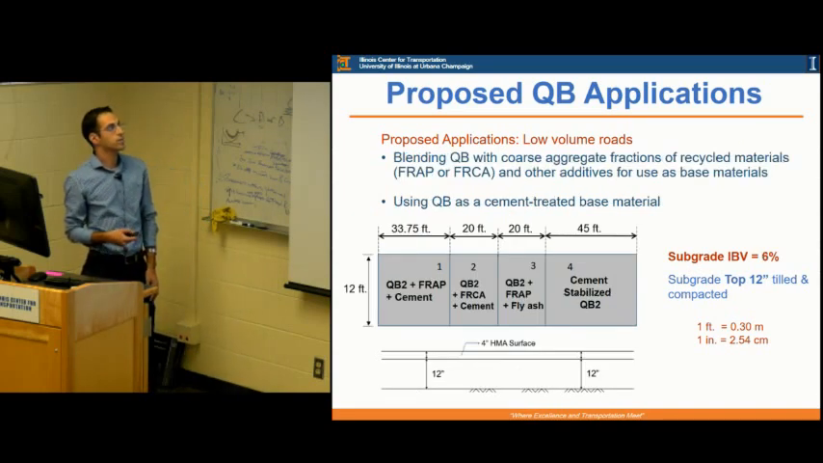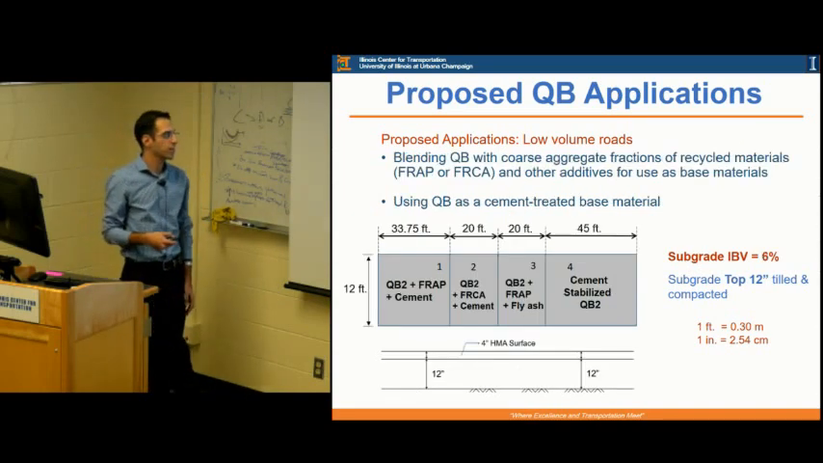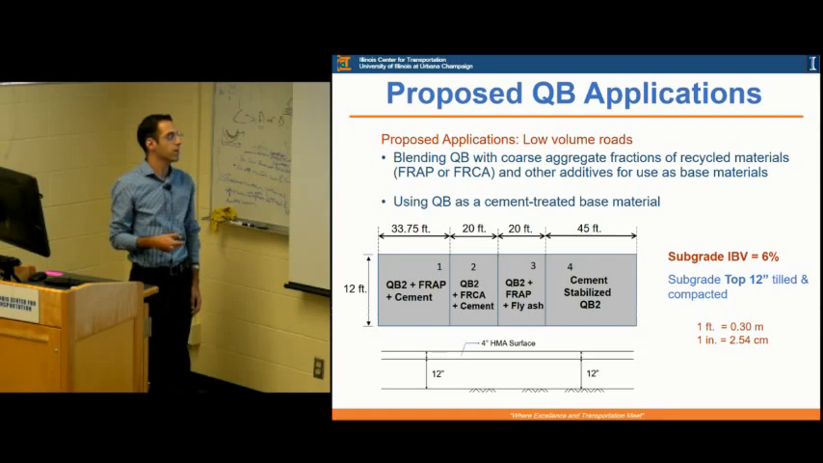More proposed applications for quarry byproducts that have been built in the field are mixing those quarry byproducts with recycled materials, the fractionated RAP and fractionated concrete, and stabilizing them with a stabilizing agent such as cement or fly ash. So we also built 4 test sections. In one test section, we have quarry byproducts mixed with RAP, 70% by weight of quarry byproduct, 30% RAP, and 3% cement of the total weight of the quarry byproduct and the RAP.